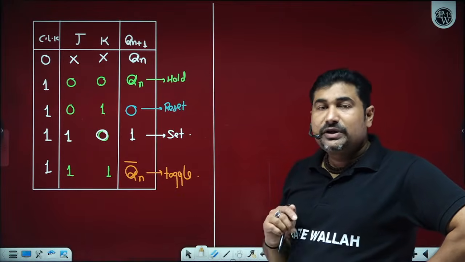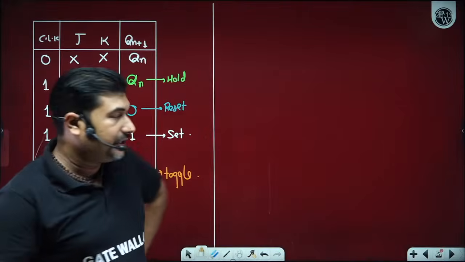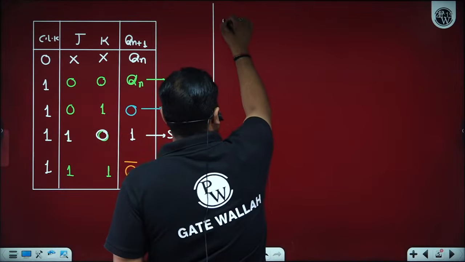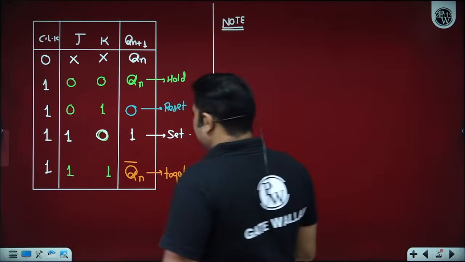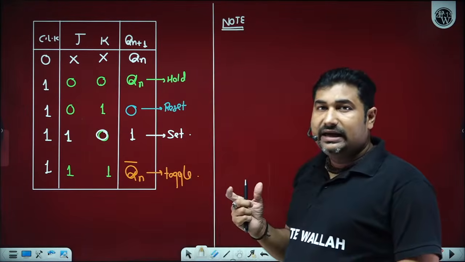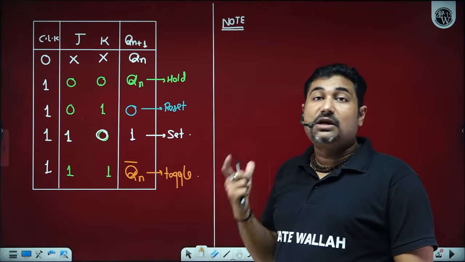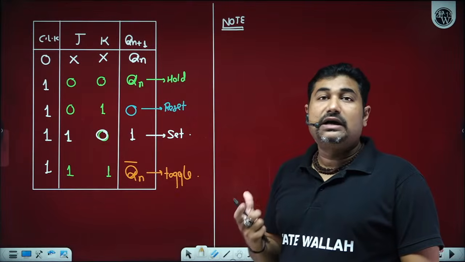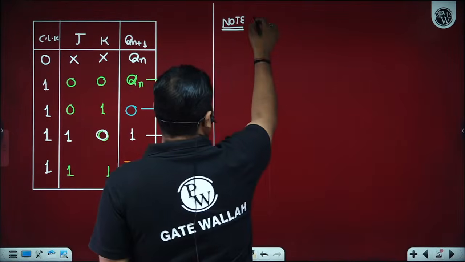But before moving towards the characteristic table and excitation table, make a note point. Now what is the note point here? Because of this toggle mode, there is a possibility that if the clock level is high, the output toggles more than one time in a single clock pulse. That is what we call the race around condition. So the demerit is the race around condition.